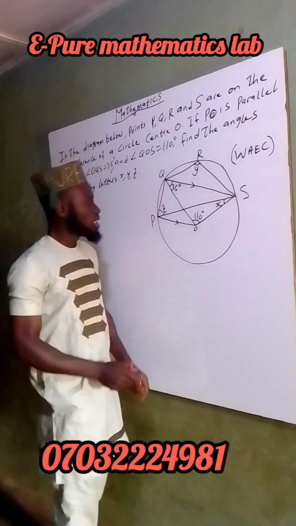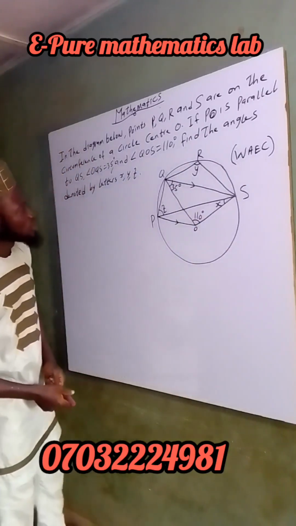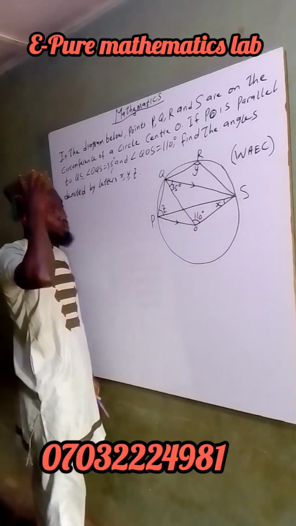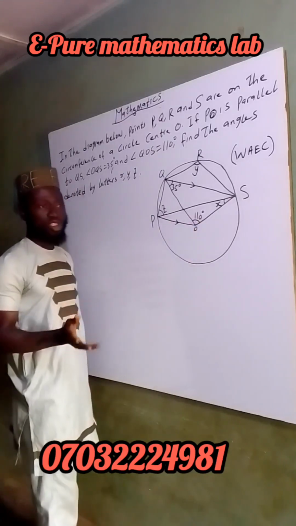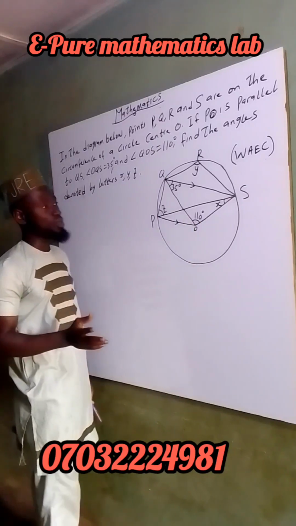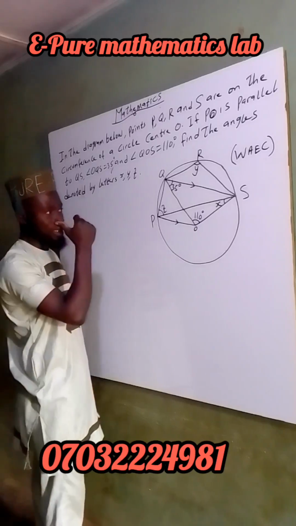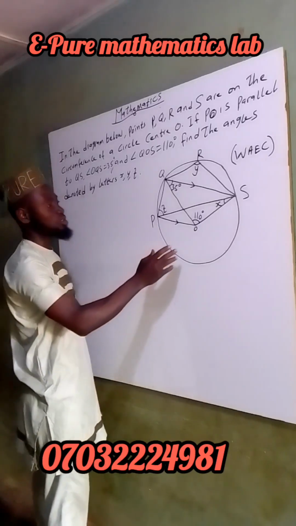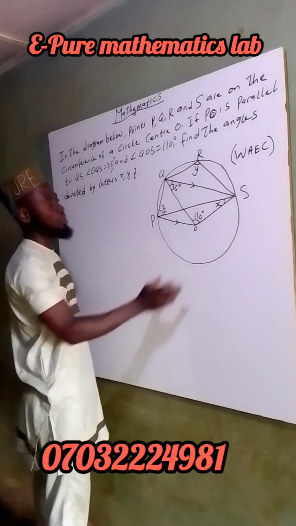It's a WAEC question, and now I'm going to solve this problem. By solving this problem, we have to look at the diagram very well. That's the reason why we have to know the theorems. If you have the theorems in your memory, then you'll be able to apply them. The theorems are very germane and very important.